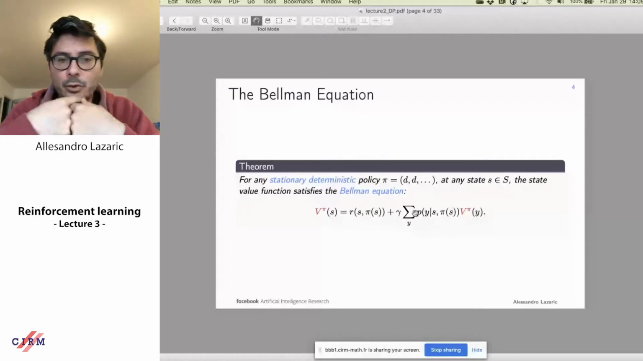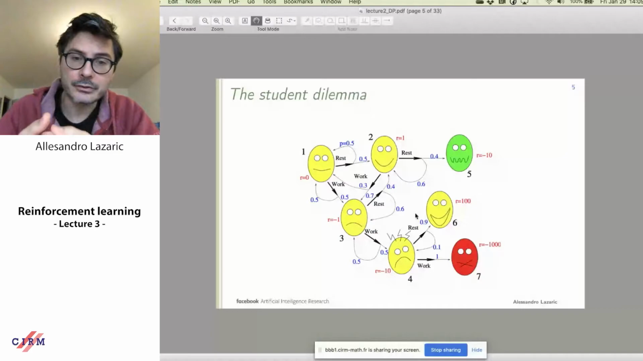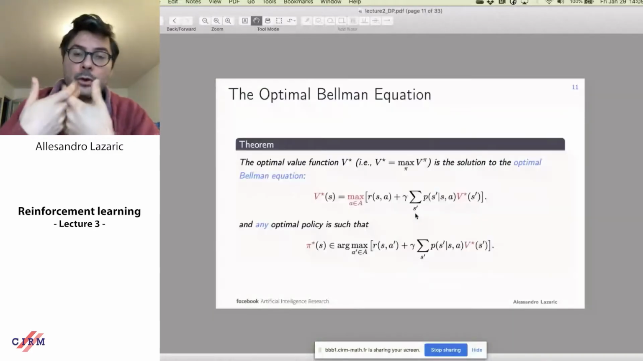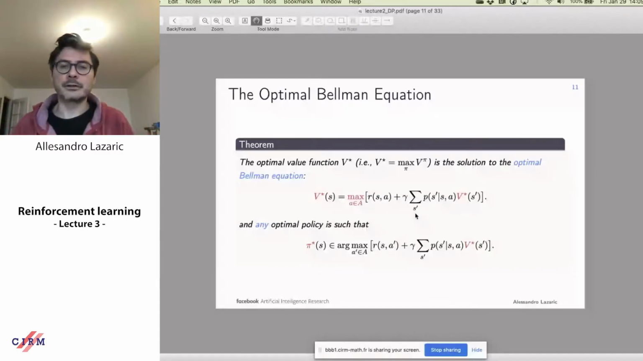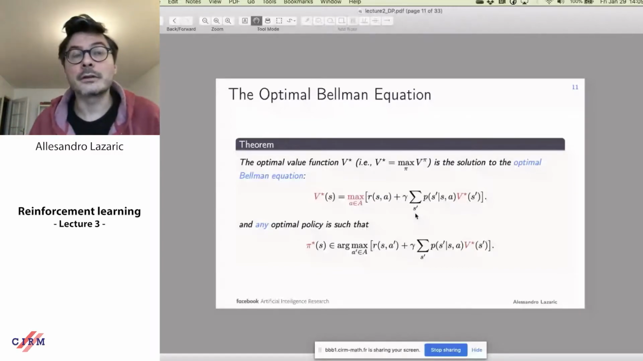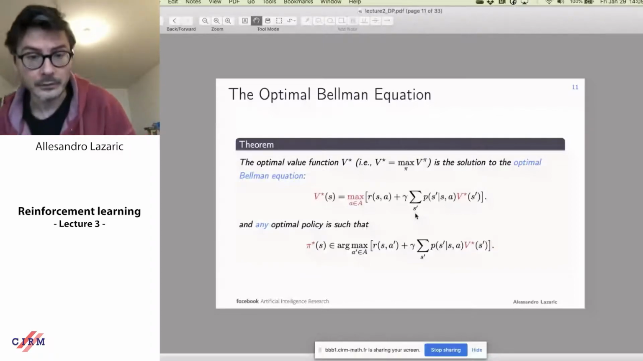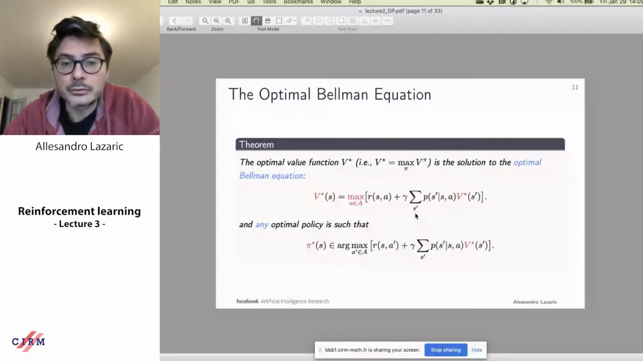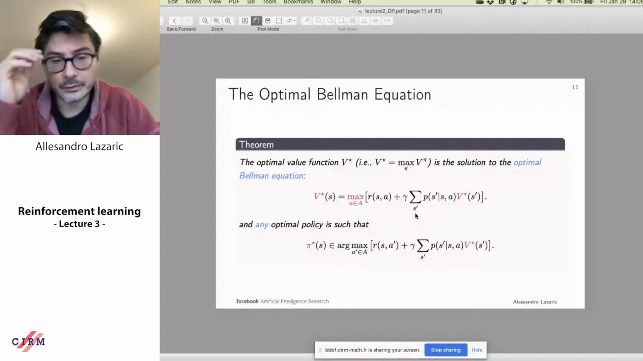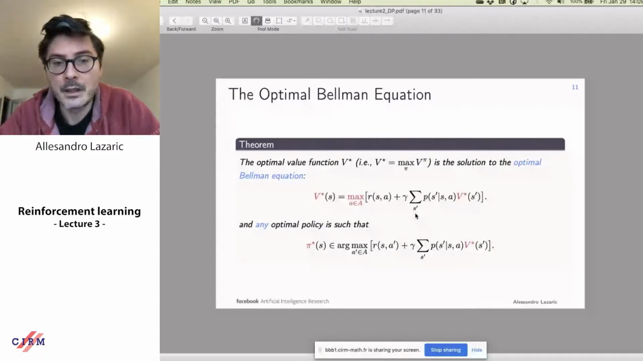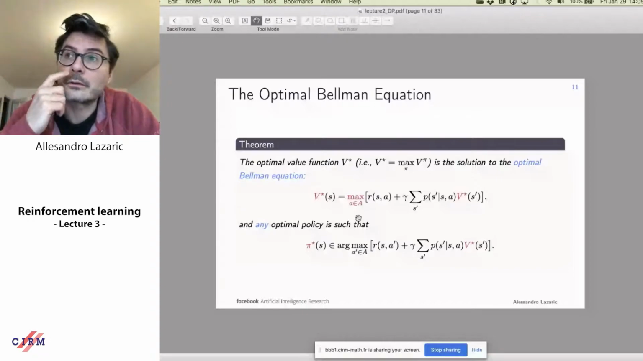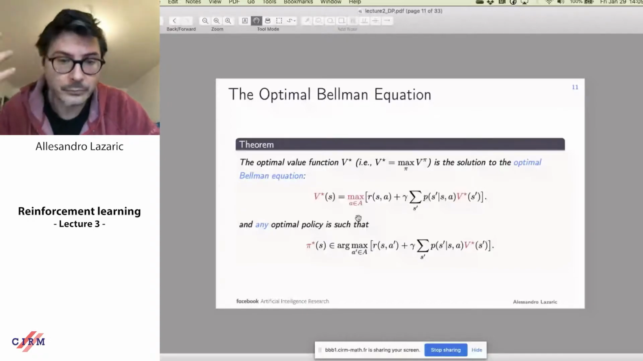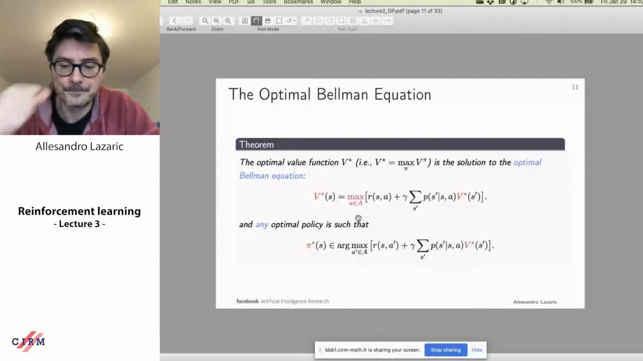Similar equations also hold for the value function associated to the optimal policy. And this, at the beginning, might look a little bit weird, in the sense that without even characterizing what the optimal policy is and what it looks like, we are able to say that its associated value function will need to satisfy this type of equations. The downside of this story is that unfortunately these are nonlinear equations, and so we cannot directly solve them by just solving a linear system of equations as before.